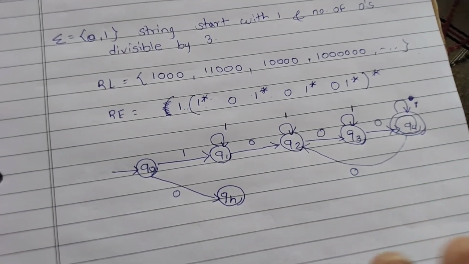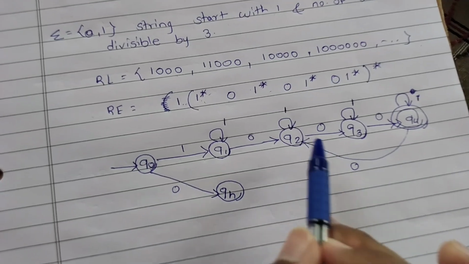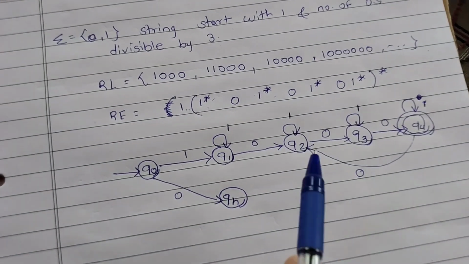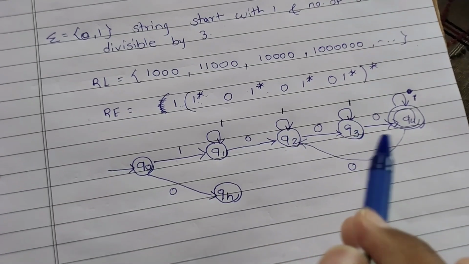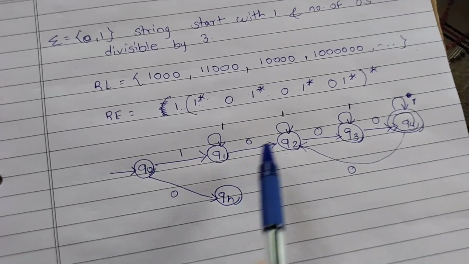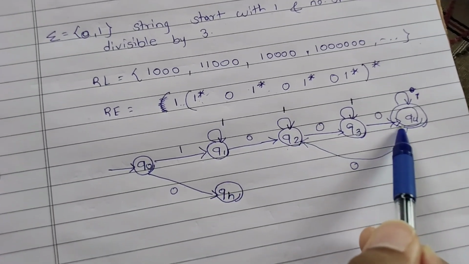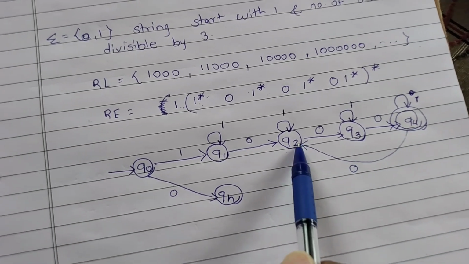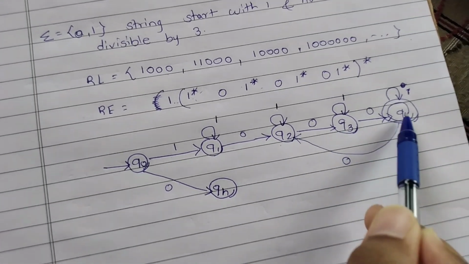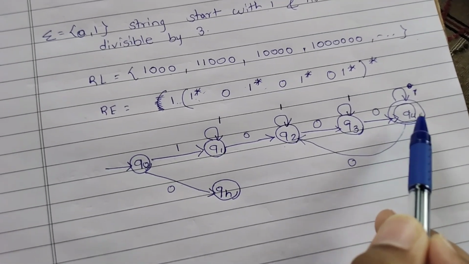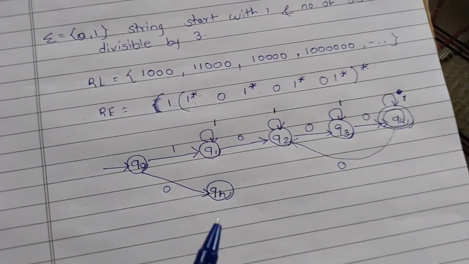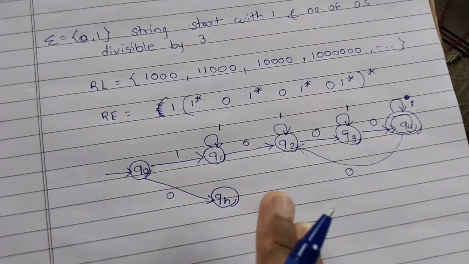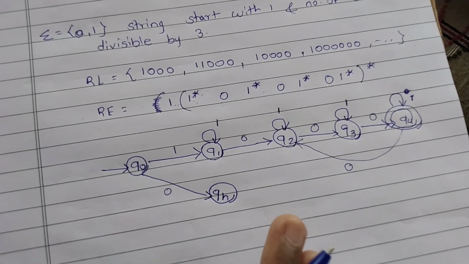So let's suppose 4 zeros come. That time the string is not accepted. The 0 is transferred to the Q2, and now it is not an accepted state. And if 6 zeros come, then 1, 2, 3 zeros are transferred, then the 4th 0 is transferred here, and 5, 6, and now it is an accepted state. So in this way we draw the DFA and check all possible accepted states and not accepted states as well.